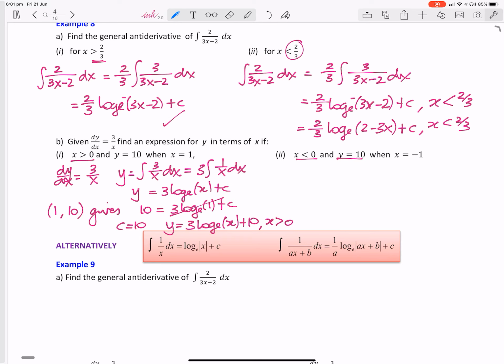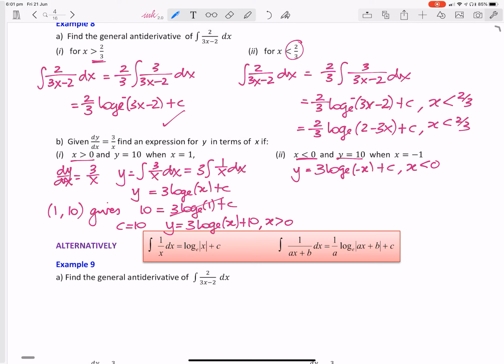And y is equal to 10. We get the same equation, so y equals 3 log e x plus c. But we know if x is less than 0, it means that it's negative. Then we've got to say 3 log e negative x, because when we sub negative 1 in, negative 1 becomes 1, and we can evaluate log of 1. But you can't evaluate log of negative 1. So that's why we have to put that negative x in there, and we say x is less than 0.